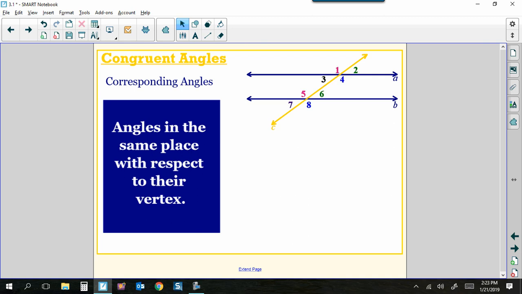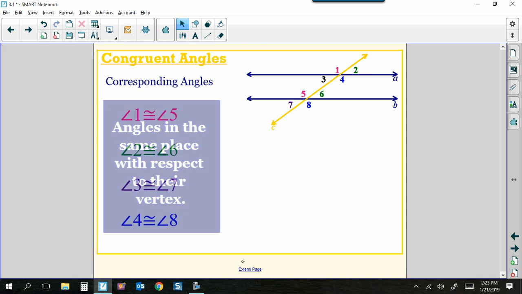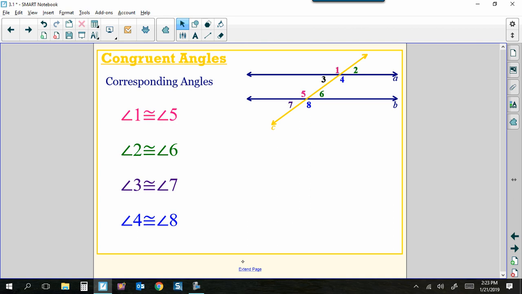Notice that they are both in the exact same position for each cluster. So if you'll notice, angle 2 is in the upper right, angle 6 is also in the upper right. If you'll notice, angle 1 is upper left and angle 5 is in the upper left. Angle 3 and 7 are both lower left, and angle 4 and 8 are both lower right. So those are all your pairs of corresponding angles. According to your notes, you have that the lines are parallel, and we already talked about how we are going to use that A and B are parallel, we can say those four congruence statements.